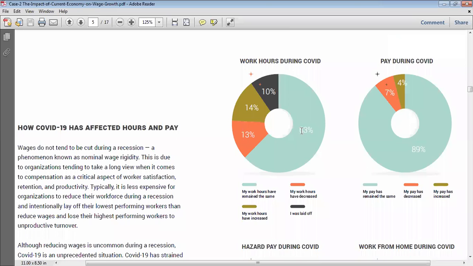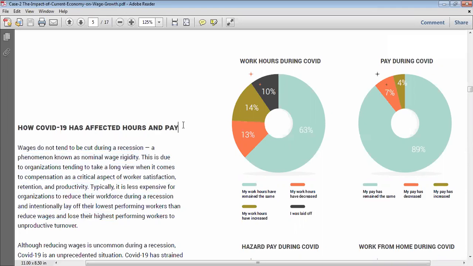See how COVID-19 has affected hours and pay. Now you students are doing a research project. See, this is how a report is written and how the findings are presented. They have used pie charts here and the same is explained in the paragraphs.